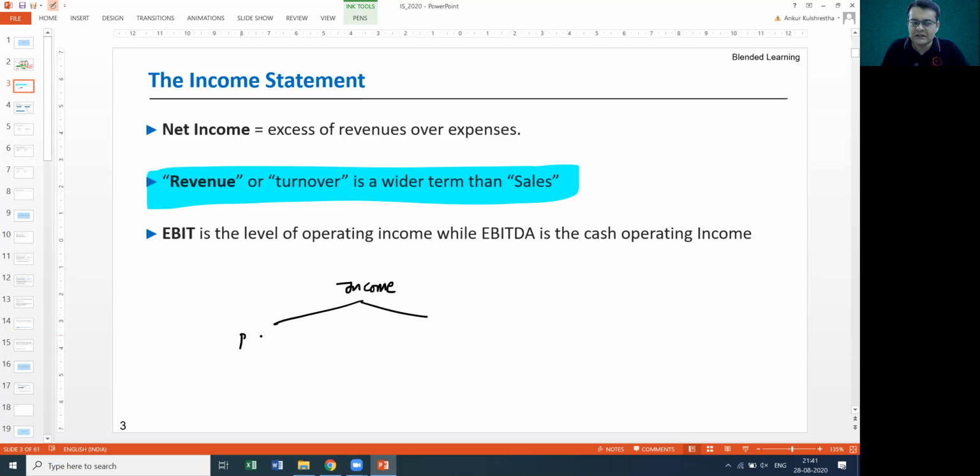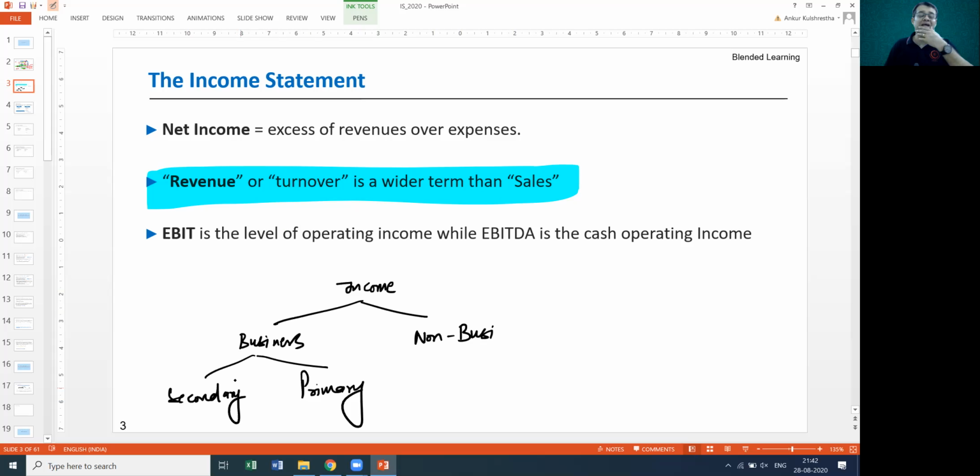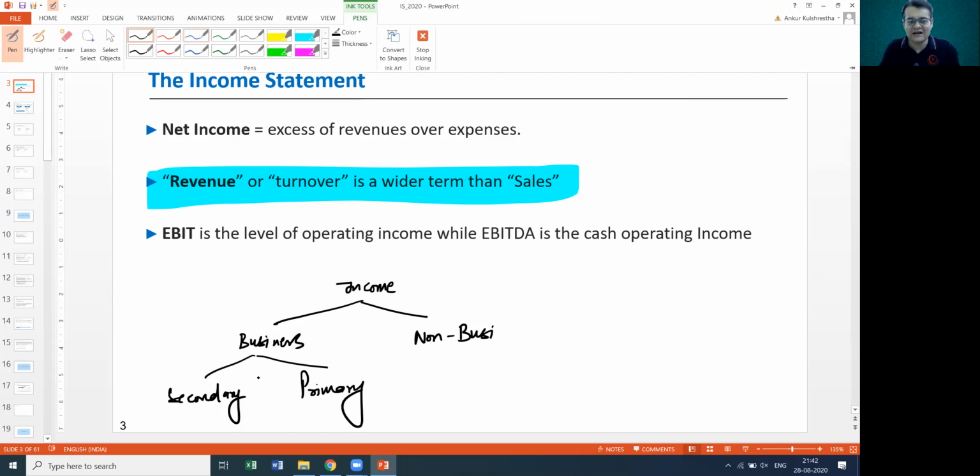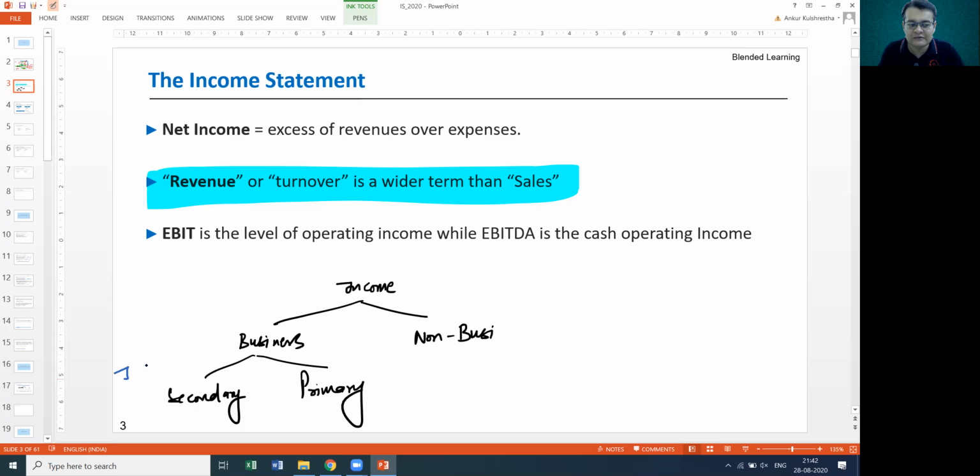Your income typically can be classified into business income and non-business income. Within business income, you have your primary business income and your secondary business income. Now you must be wondering what this secondary business income is. Isn't that an oxymoron? Well, actually, no. There is a word that I have given you in my live classes, something called incidental. Incidental is something which is related to, in close connection.